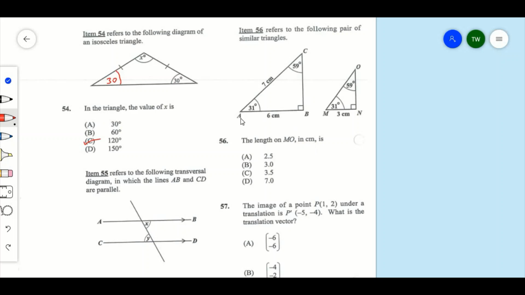So here we have AB, so we're going to ratio AB to MN, and that is going to equal AC, which is AC here, over MO.